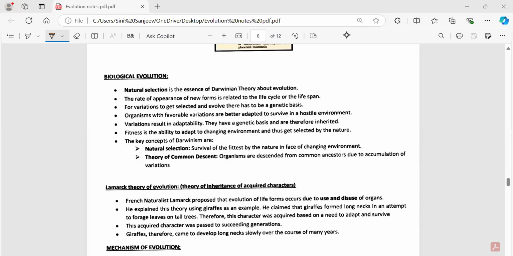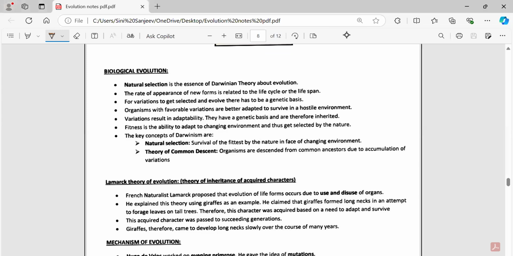Okay. So, now when we come to biological evolution, there are two major theories. One is obviously natural selection, which is related to Darwinism, and the other one is Lamarckism. So there are two theories which try to explain biological evolution. First, let's see about Lamarckism.